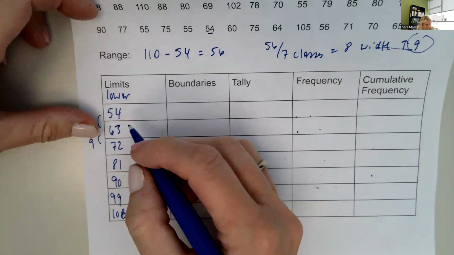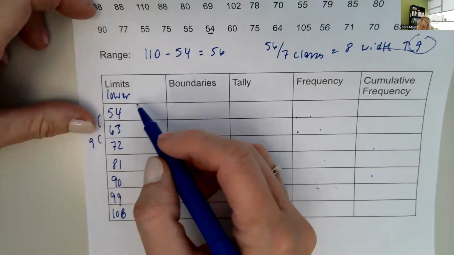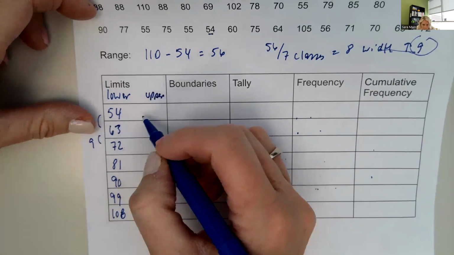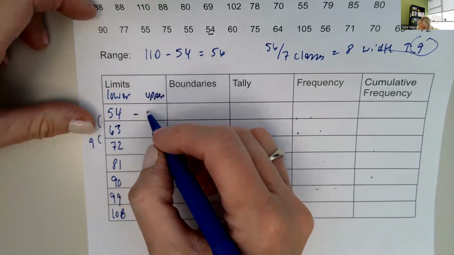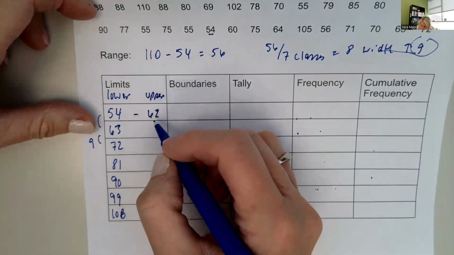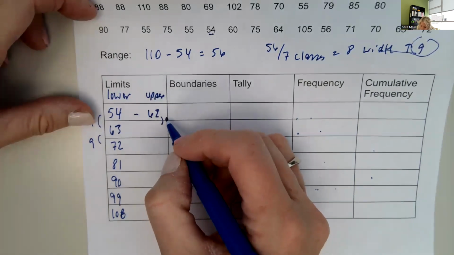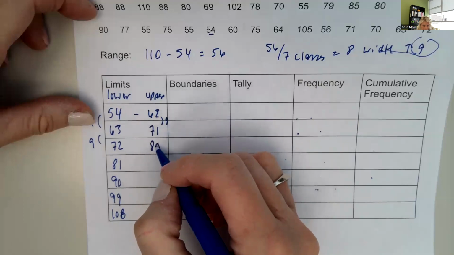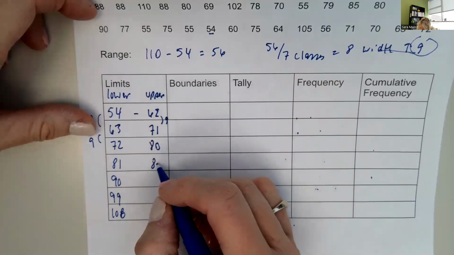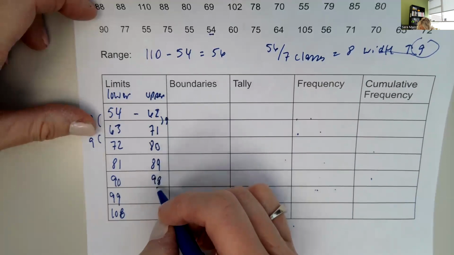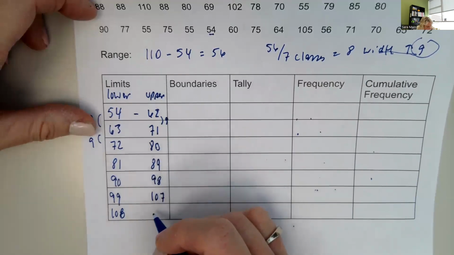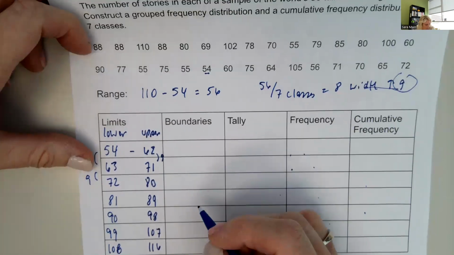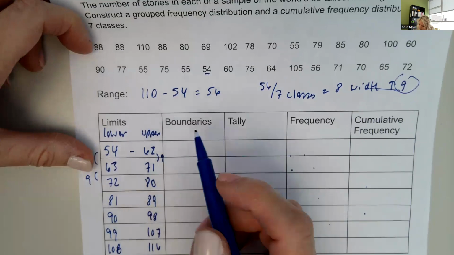And then that means my upper boundary on the first class will be 1 less than my lower boundary from the next class. So this will be up to 62. And then these are all going to be 9 as a width as well. So that will be up to 71, 80, 89, 98, 107, and then 116. Then those are the limits.